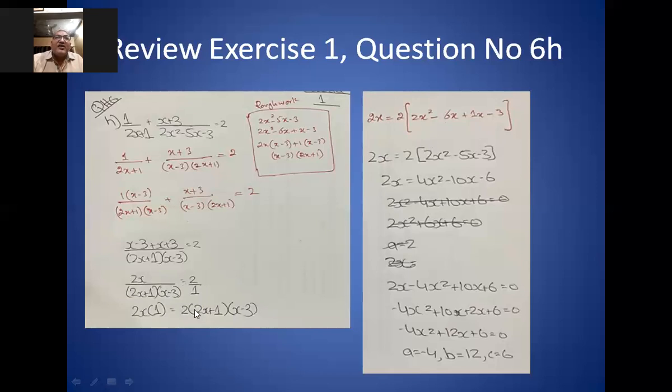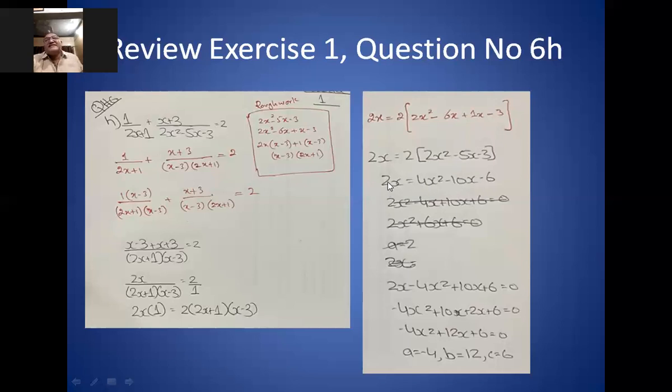So when this 2x will multiply with this bracket, you will get 2x square minus 6x. Then +1 will multiply with this second bracket. You will have 1x minus 3, and then bracket closed. This 2 will multiply all of these. So you have 2x equals 2 is still outside. You have 2x square minus 6x plus x, that is minus 5x and minus 3, bracket closed. And you will have 2x equals to, now this 2 will multiply with all the three terms inside that bracket. So you will have 4x square minus 10x minus 6.